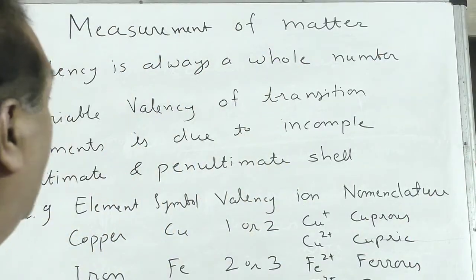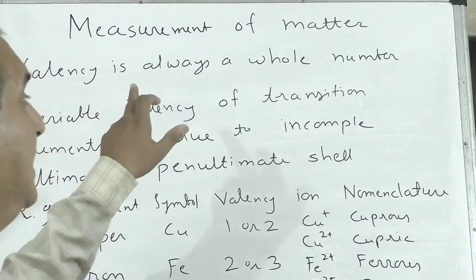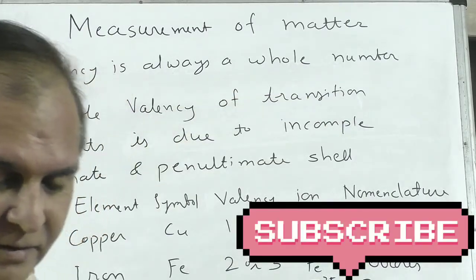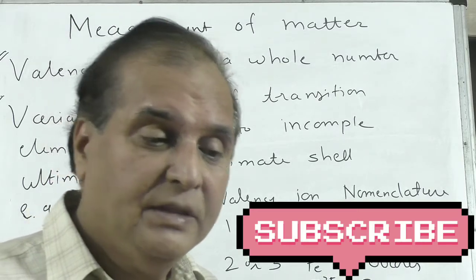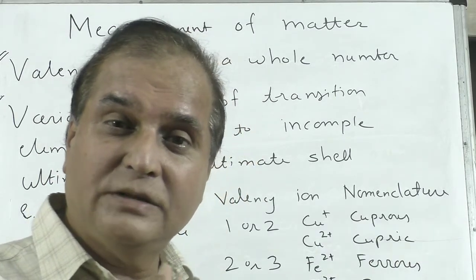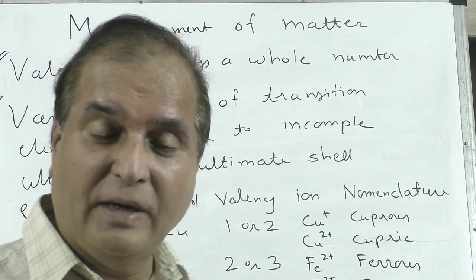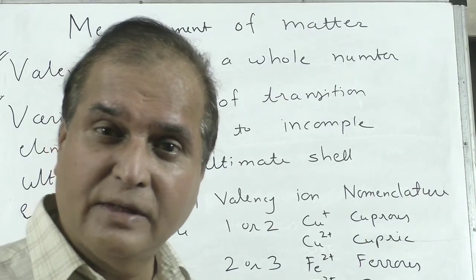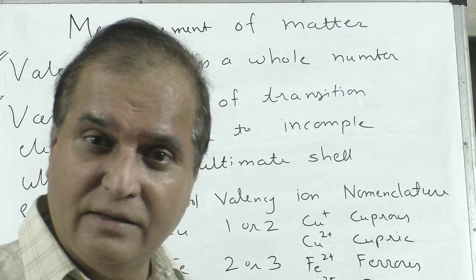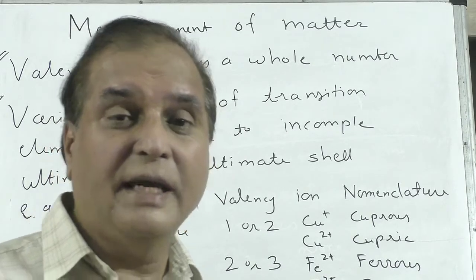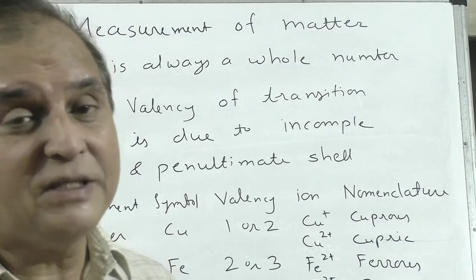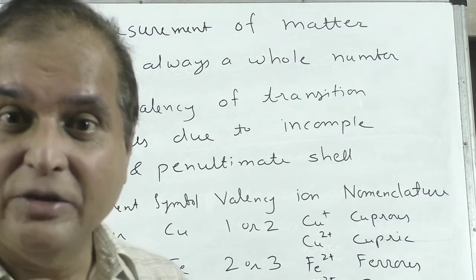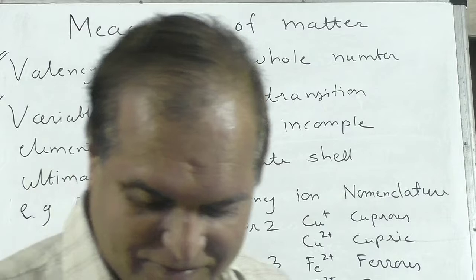So we'll go to valency. Valency is always a whole number. It can come as a give-reason question. See, valency is the number of electrons transferred from anion to cation, cation to anion. So gained or lost, that is the valency. So the number of electrons cannot be a fraction. So it must be a whole number.